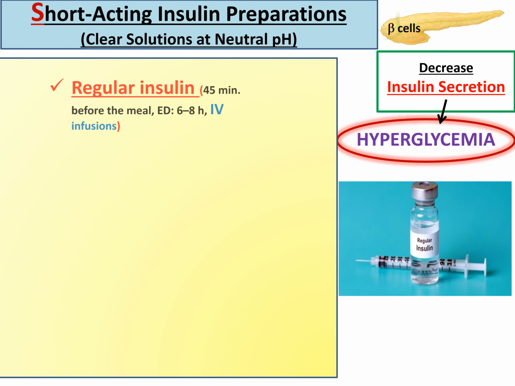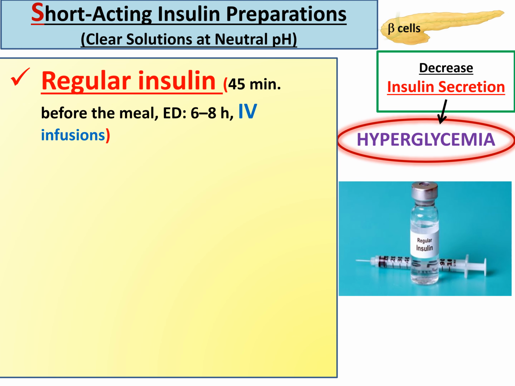The first one will be the regular insulin. Now, all these insulins will be given as a subcutaneous injection. The regular insulin is given about 45 minutes before the meal and has a duration of about 8 hours. And this regular insulin, besides another one I am going to mention, is the one we give as an IV infusion whenever we have an emergency situation.